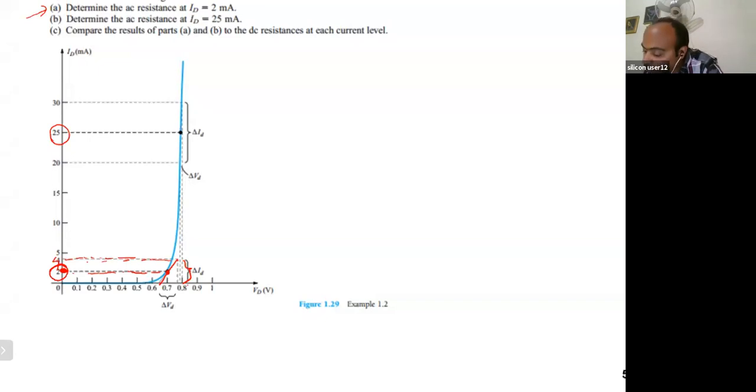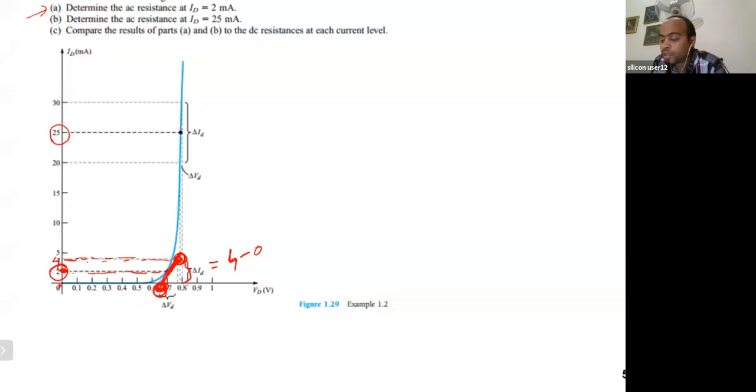Now in this tangent line, suppose I have taken this point and the 0 point. So the corresponding ID of this tangent point is 4, and the lower side point of the tangent, this point, its corresponding ID is 0. So 4 minus 0 will give you delta ID.